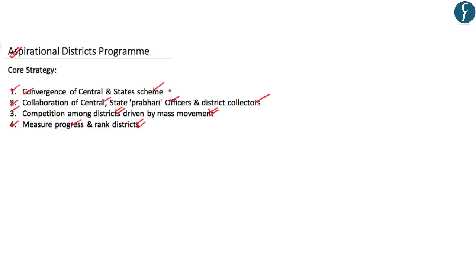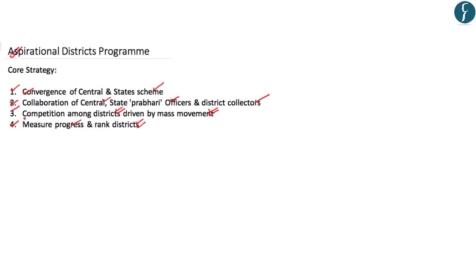So therefore, under this program, there would be a convergence of central and state government schemes with regards to various areas of focus within a given district. And this collaboration of central and state schemes would be driven by the central officers, state Prabhari officers, and the district collectors. And therefore, there would be a convergence of central and state officers.